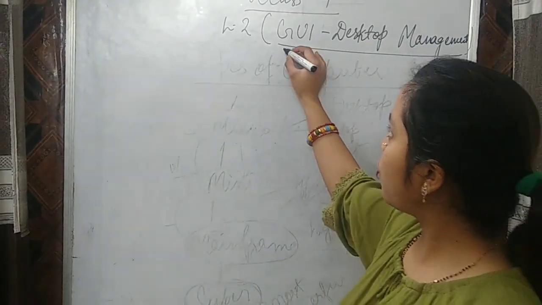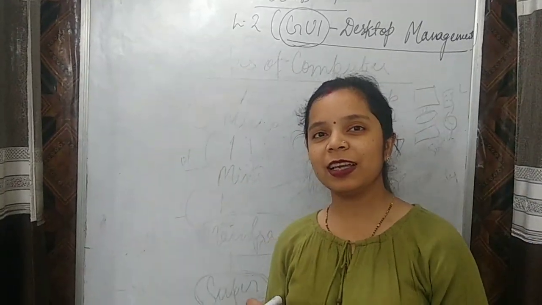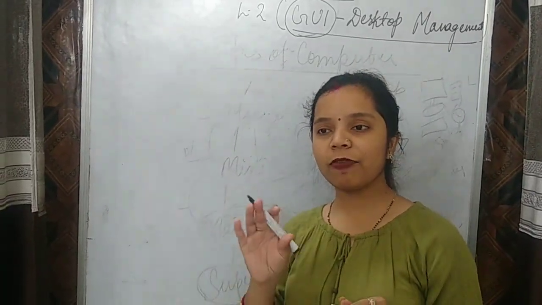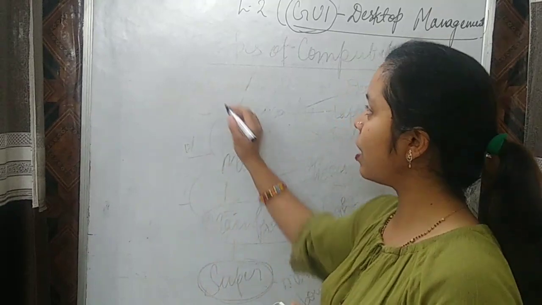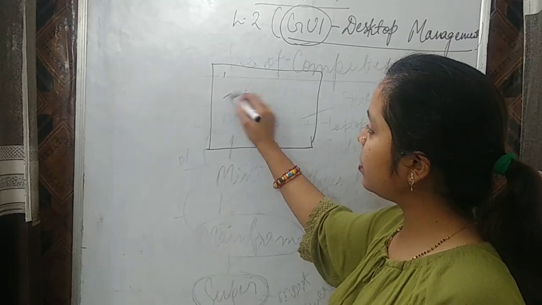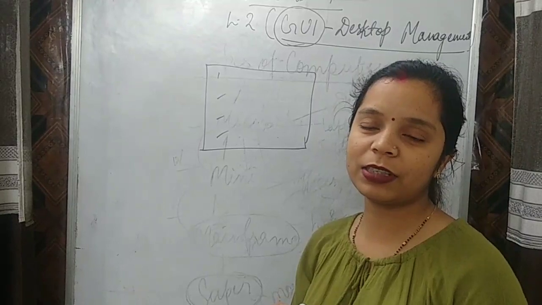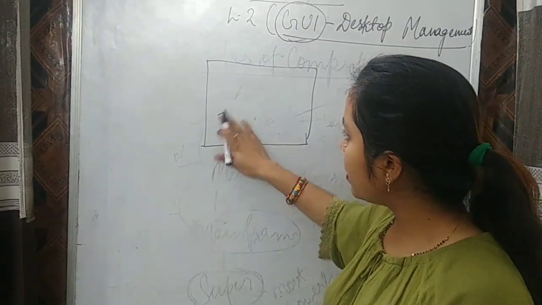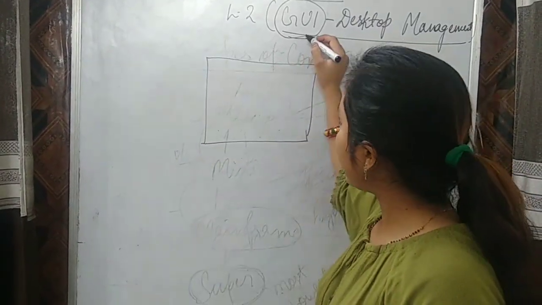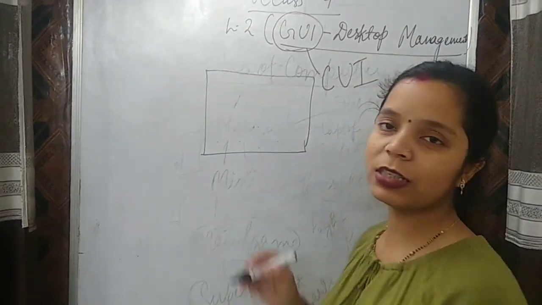Now first I will tell you what is GUI. GUI, Graphical User Interface. Graphical User Interface means when we see anything in the form of pictures, images, that is known as graphical user interface. Like when you open your computer, you can see so many images, icons, buttons and icons. So this is known as graphical user interface. When these icons or buttons are not shown, you have to type and give the command. That is not graphical user interface, that is command user interface. That is known as CUI.